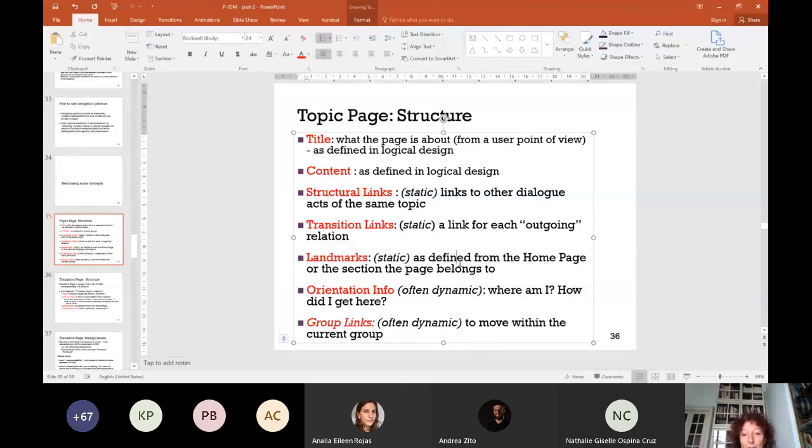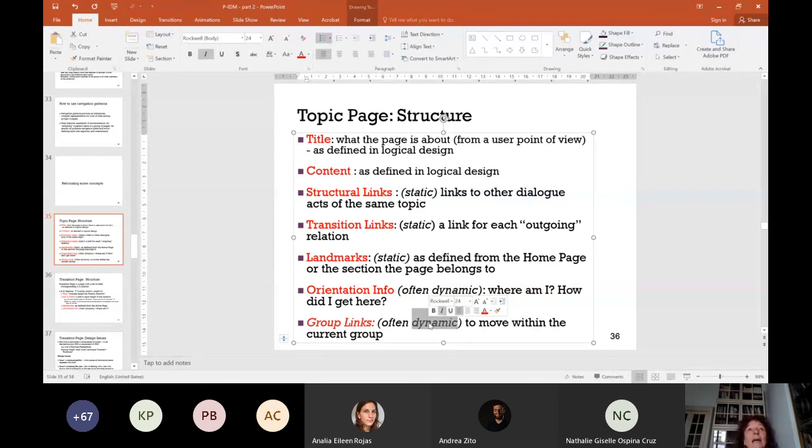We have landmarks. Landmarks are links that are typically defined since the home page, and they are links that belong to all pages. Then orientation info, which is often dynamic, that says where I am and how I got here. And then we have group links. This one can be either static or dynamic. When I am in a page and this page belongs to a group of pages, I have links according to the pattern that I have defined for that group.